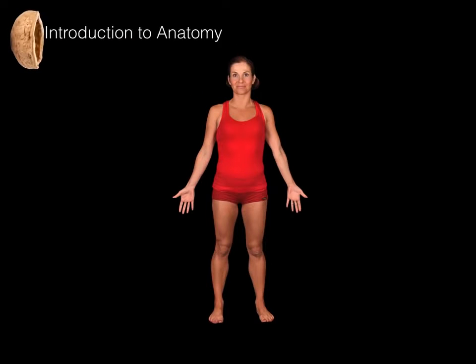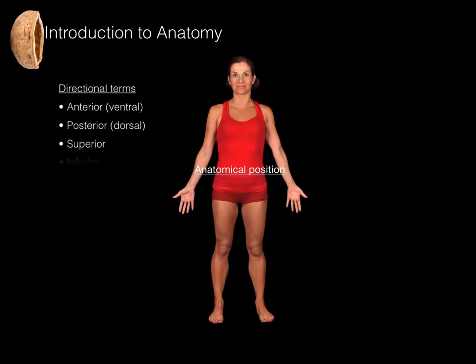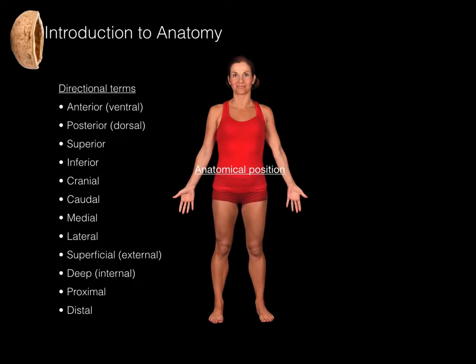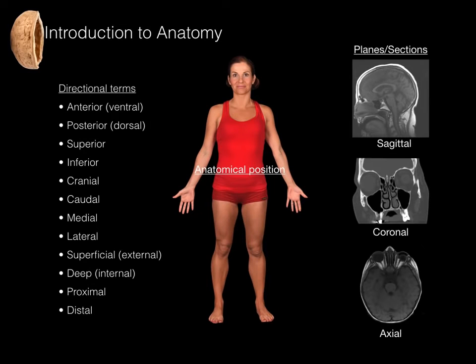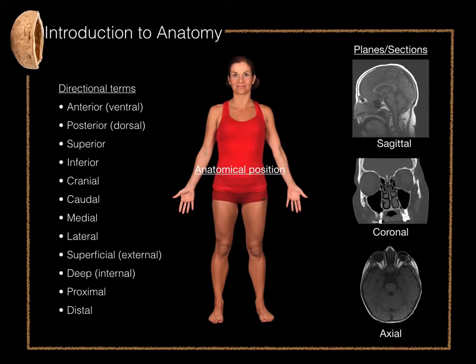All right, so now this is Introduction to Anatomy in a nutshell. Here we have the body in anatomical position, with the patient facing forward, arms to the side, hands facing anteriorly with the thumbs pointing laterally. And then directional terms are listed here that we use to describe any anatomical position in relation to another. And the best way to view the anatomy is through the following planes and sections: sagittal, coronal, and axial. And that, my friends, is an introduction to anatomy in a nutshell.